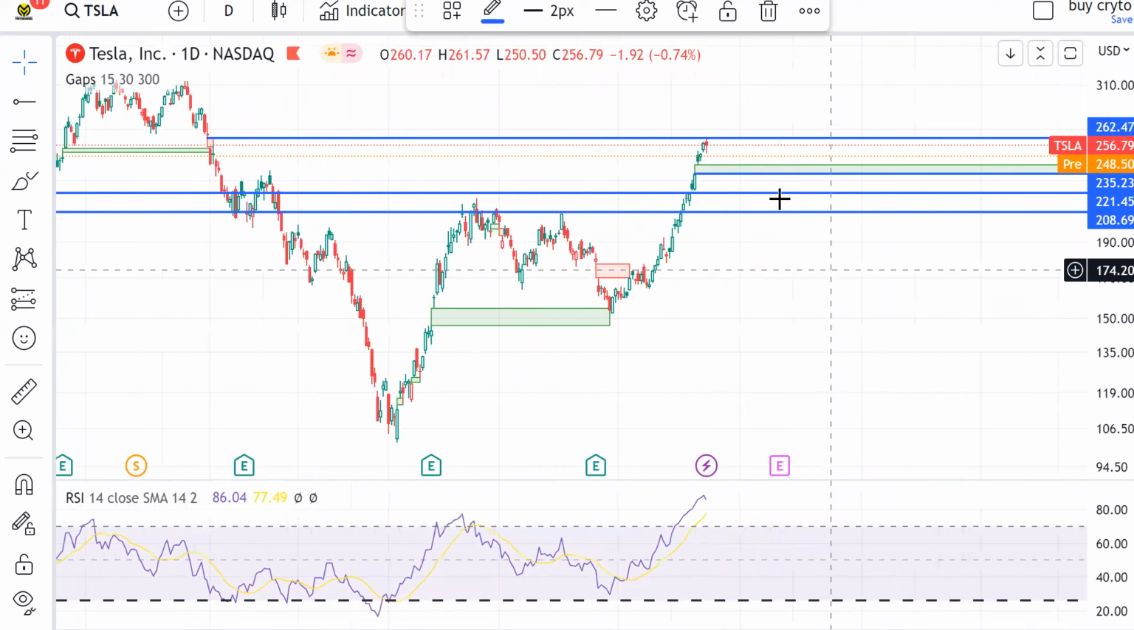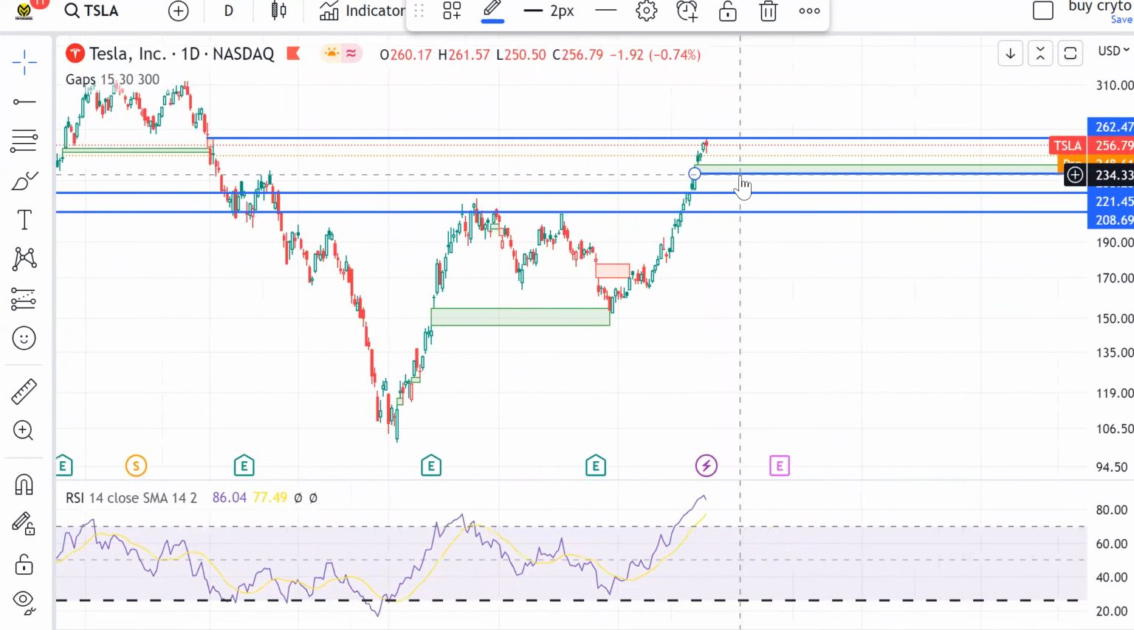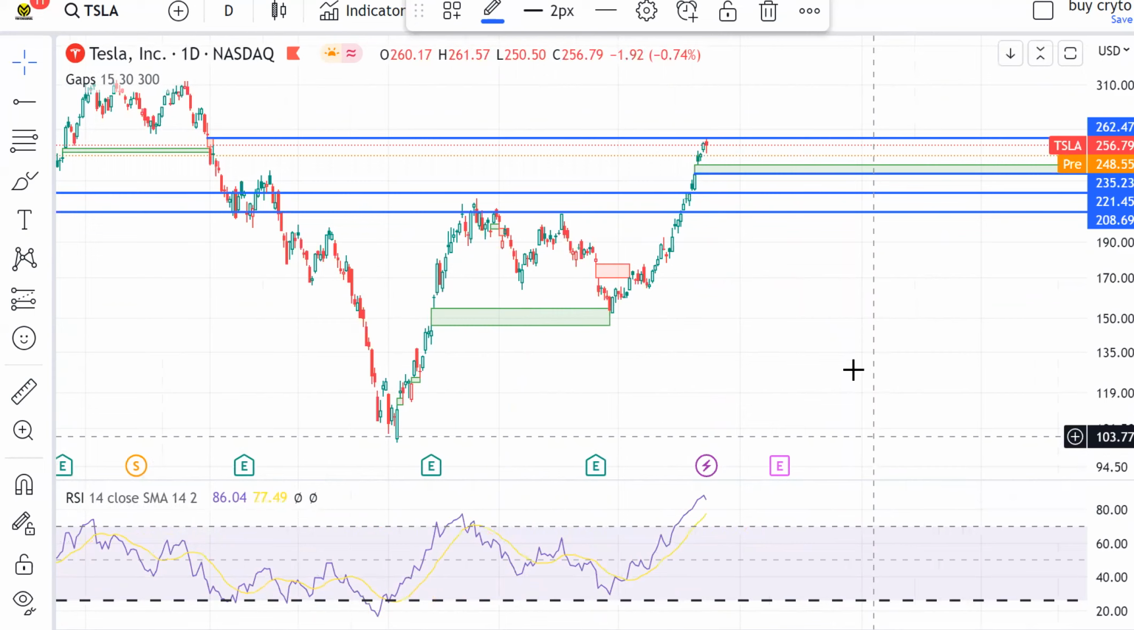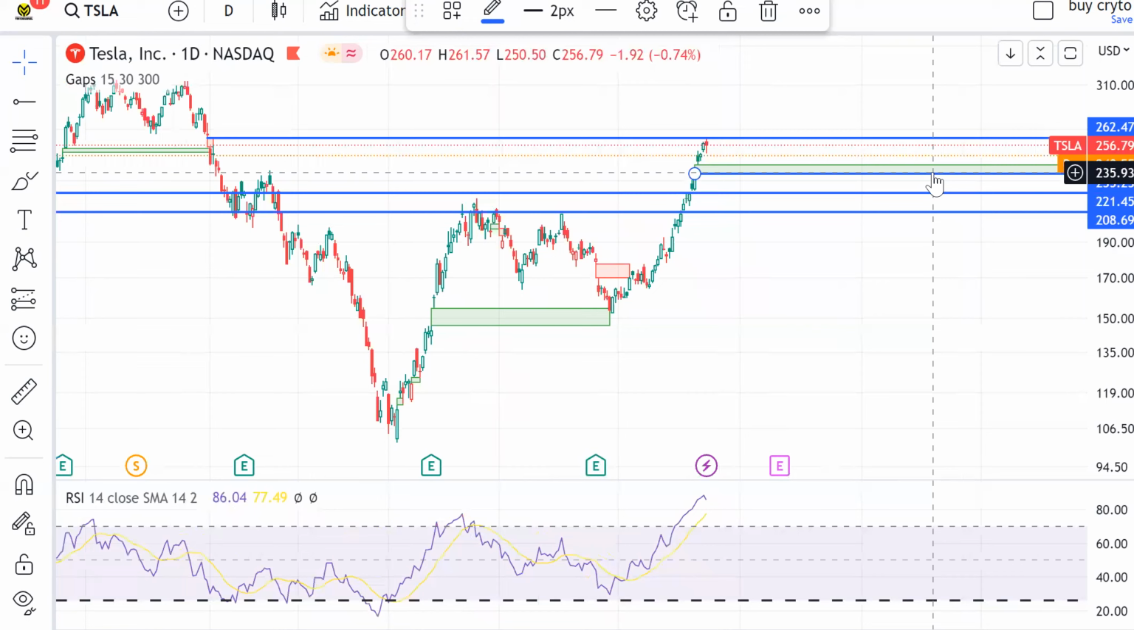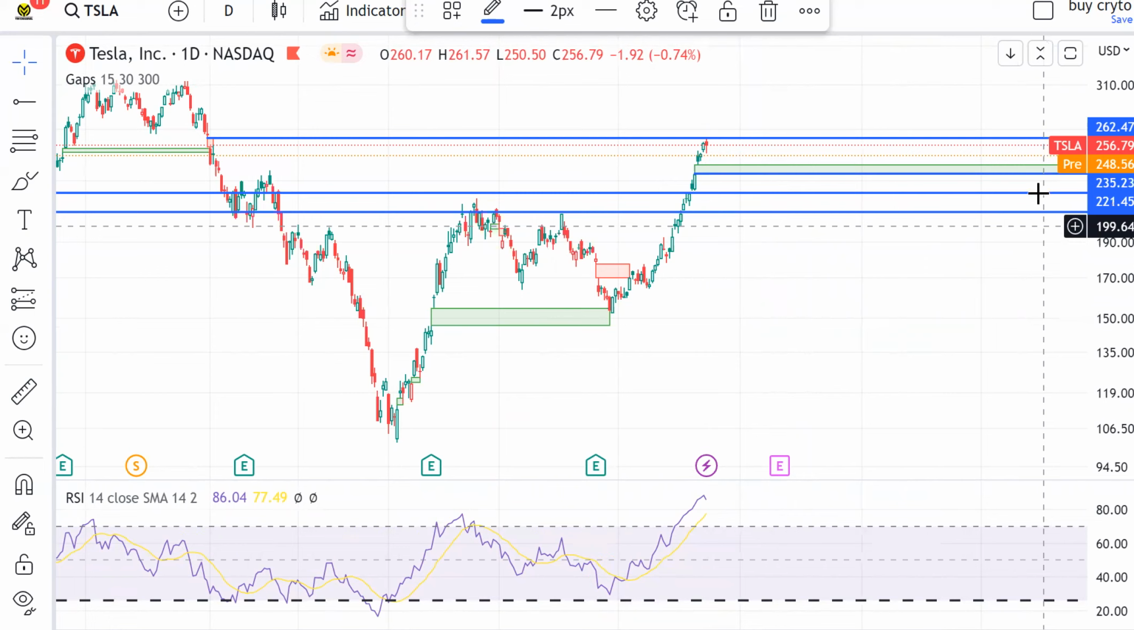I want to tell you the next support line is here. If we use this gap up, gap down method, the next support is 236, around 235, 236, this line. Okay, this is our next support level. If they go further down, then it would be around 222, around 221, 222, this level. If you go down further, you go to around 208, 209.